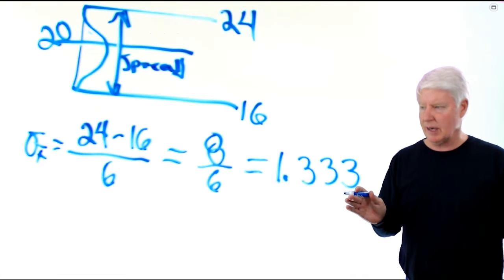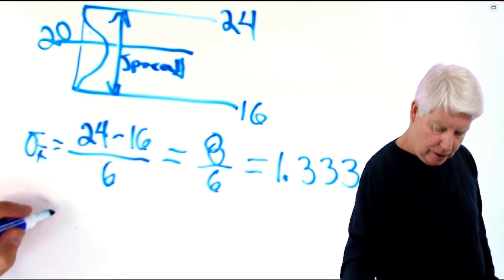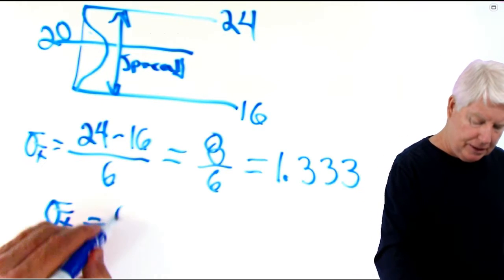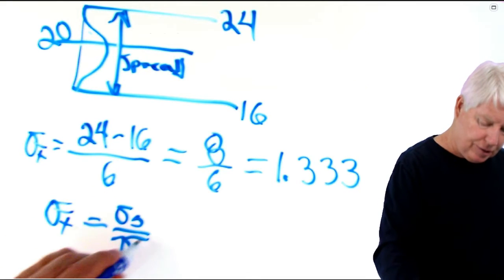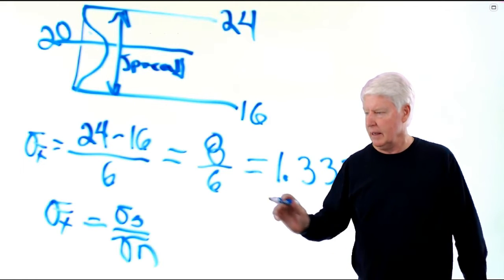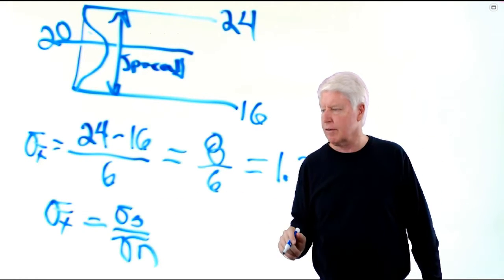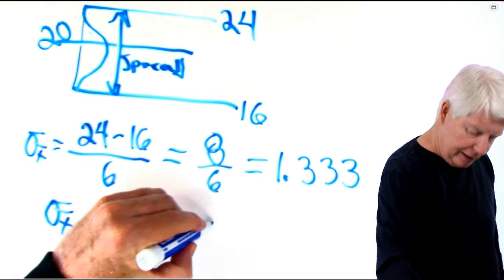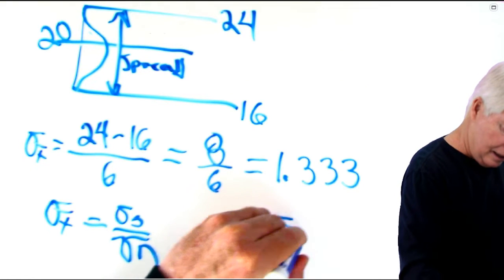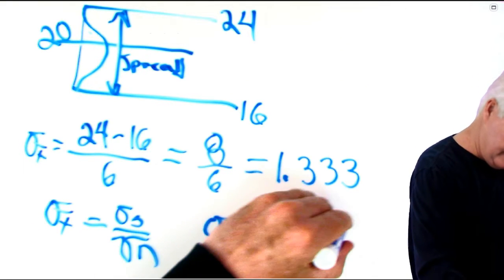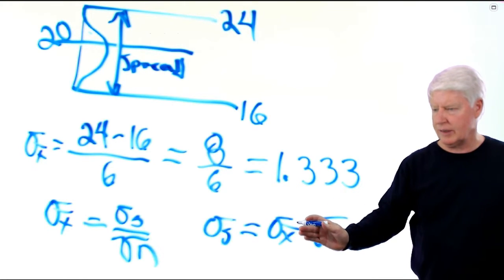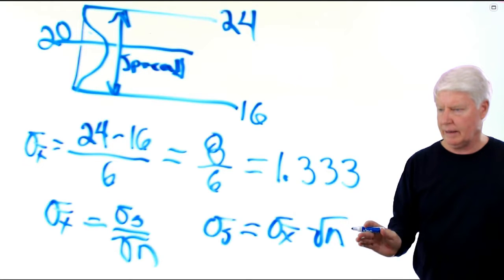We need to convert this into sigma of single events. To do that, we're going to use this equation. Sigma of averages equals sigma of single events divided by the square root of n. This is the formula for the central limit theorem. Then I'm going to use algebra to solve for sigma of single events. Now, it's not a requirement that you know algebra for this class. However, you should write down this formula: standard deviation of single events equals sigma of averages times the square root of n.